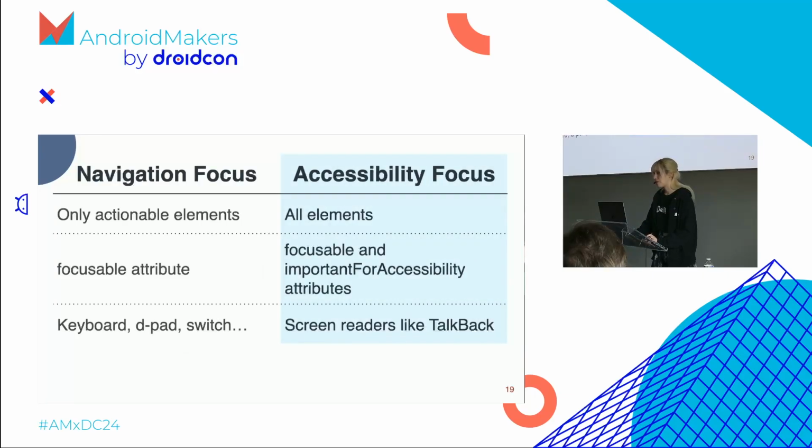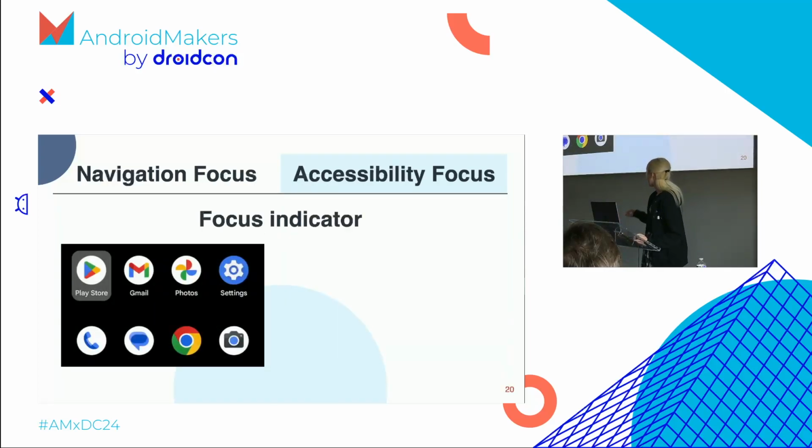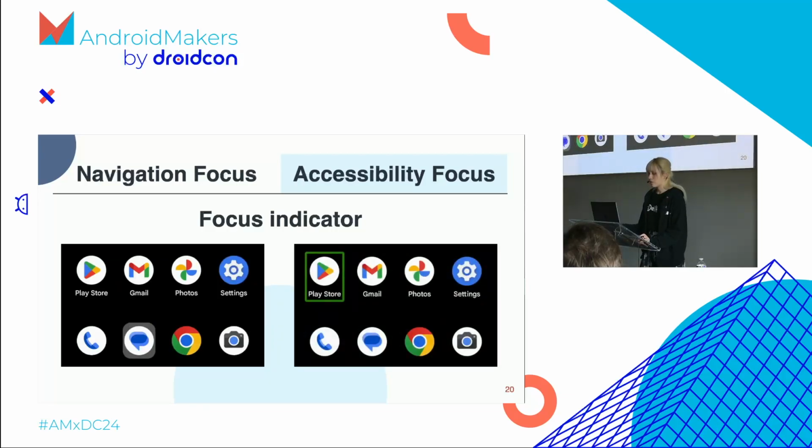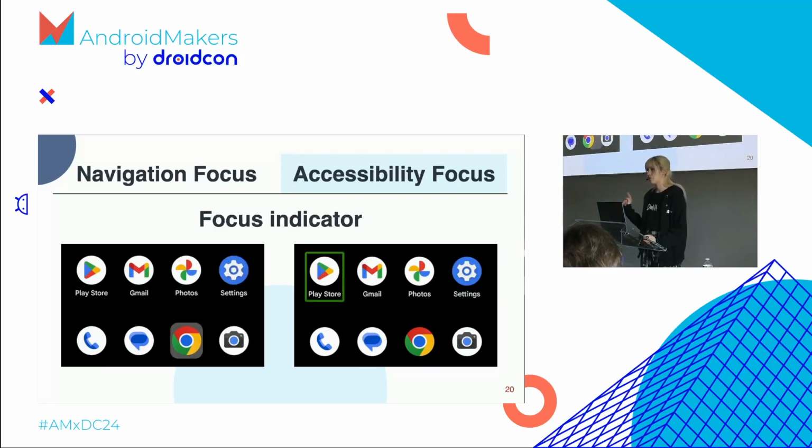And finally, the main difference between those two is also the focus indicator. So while accessibility focus only has that default outline rectangle, like the green one, the navigation focus will vary in shapes and colors depending on what is currently being focused on. So usually the indicator will look like this for the navigation focus. The background color of the element currently being focused will be slightly lighter to highlight it. And as a comparison, on the right you have the TalkBack indicator, which will be like this, whatever element is currently being selected.